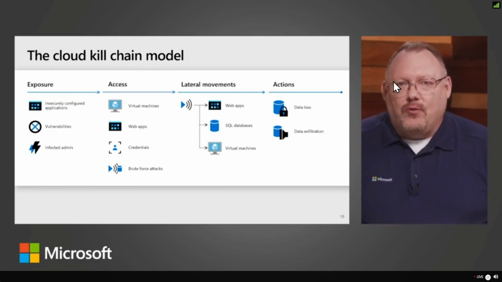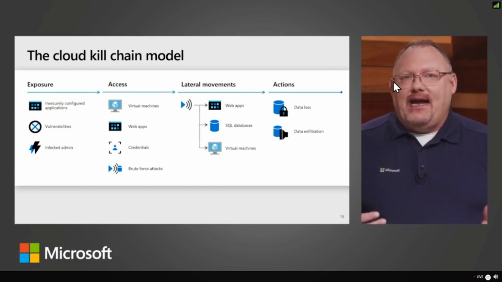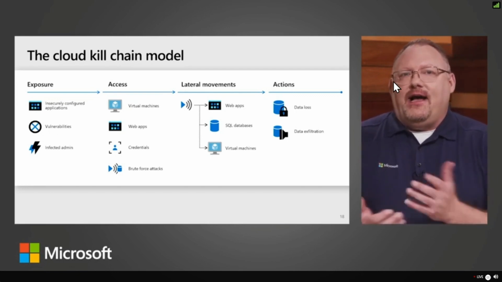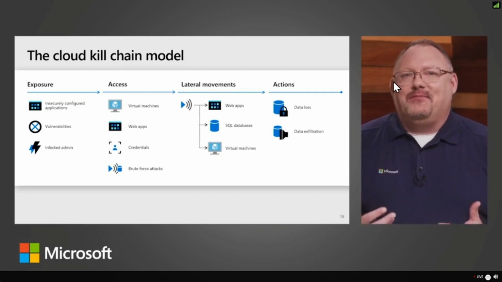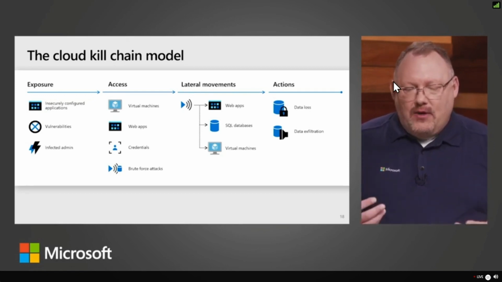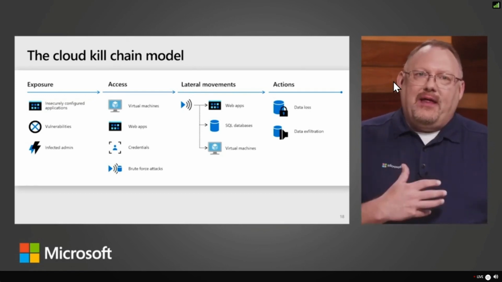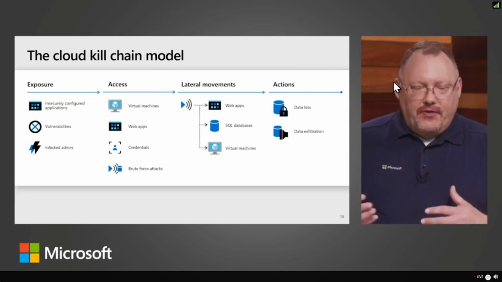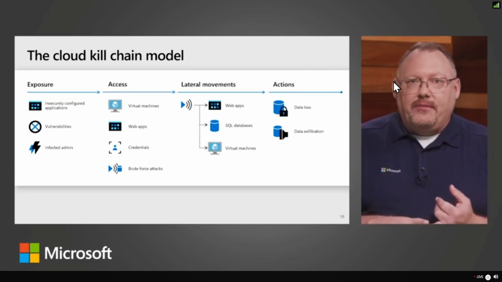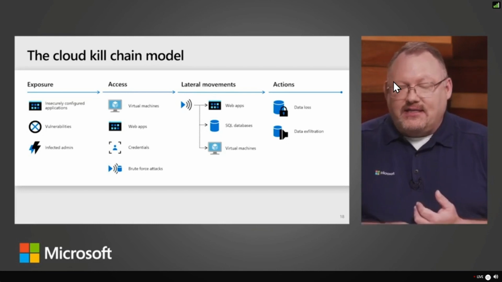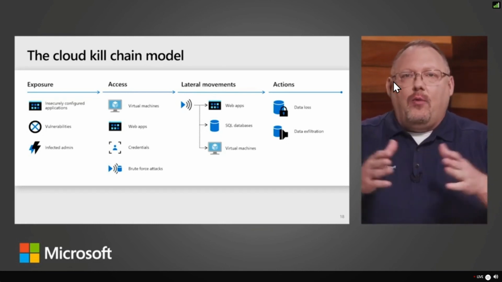Now we're in Azure. What are some things that we can do to help us maintain our environment? And I bring up the slide called the Cloud Kill Chain Model. This is how, when you look at people that might come in and do you harm, they're going to look for exposure. They're going to look for vulnerabilities. They're going to try to gain access.